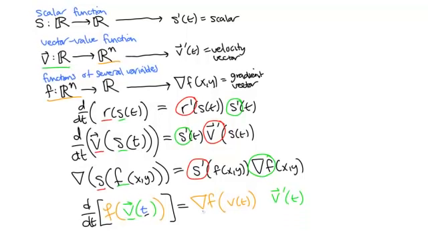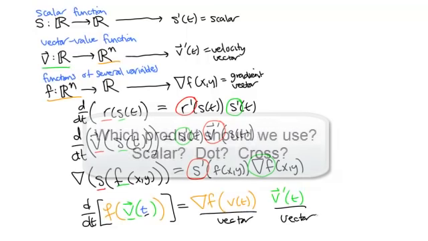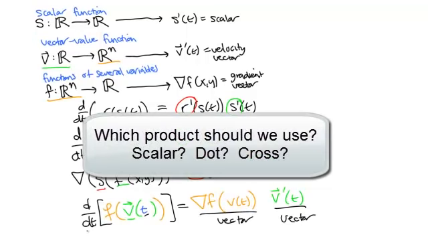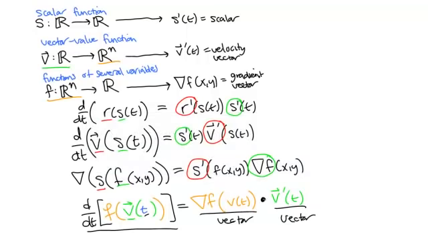Unfortunately, I can't leave it like this because this is a vector, and this is a vector. And you can't just multiply vectors. We have specific products. But remember, this right here is supposed to be a scalar. It was a function of one input, one output. So how do you take two vectors and turn them into scalars? Well, you dot them together.